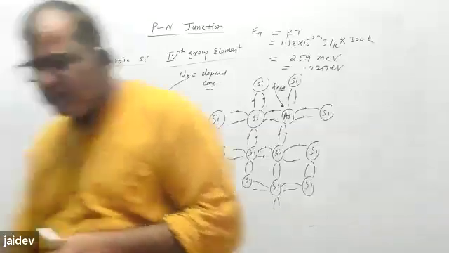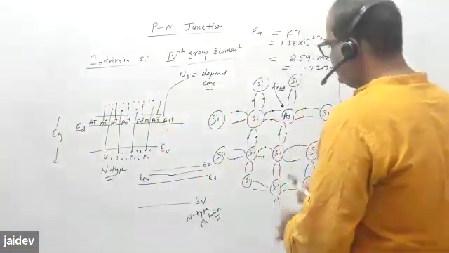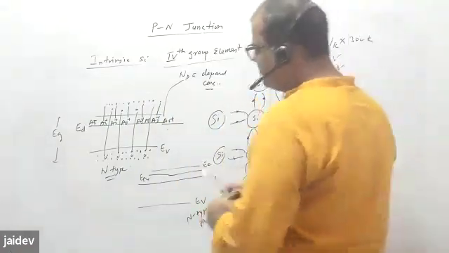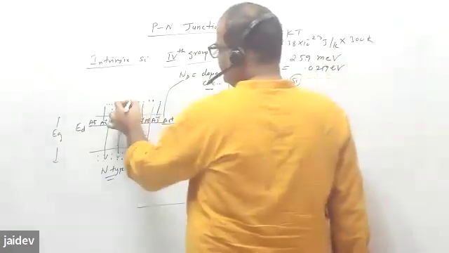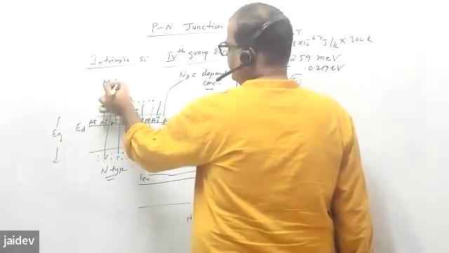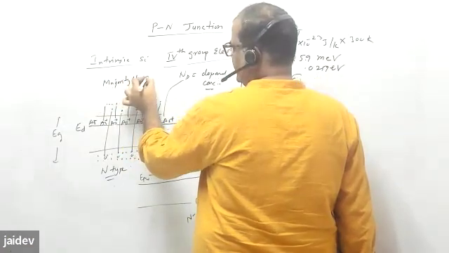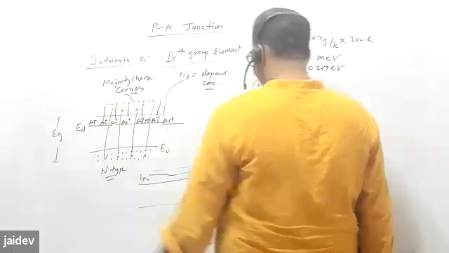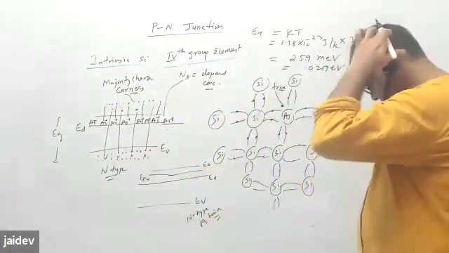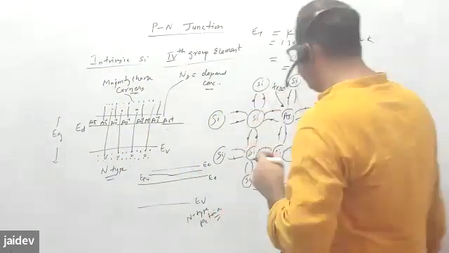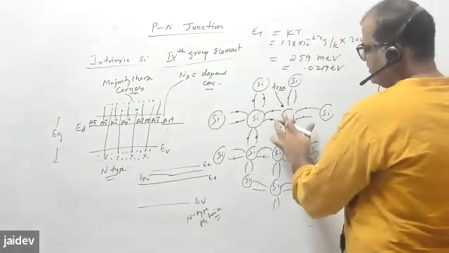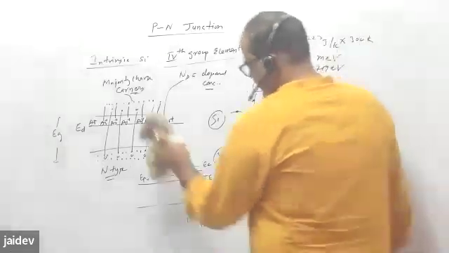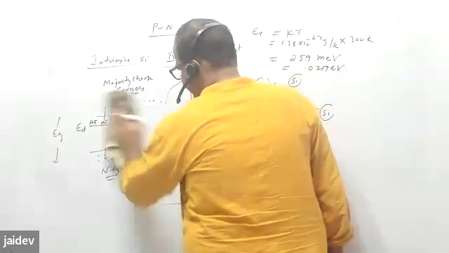Now, similarly, I can say what p-type material is. In n-type material the majority charge carriers are electrons. These are the majority charge carriers. Similarly, let me now discuss p-type material. In p-type material, this will be replaced by aluminum.